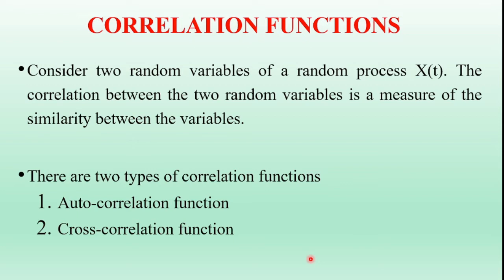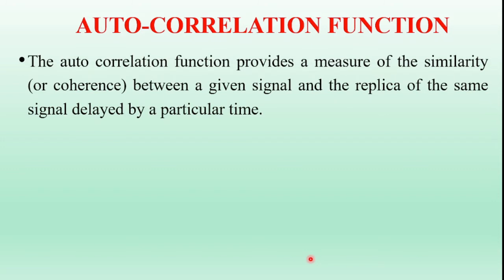So basically there are two types of correlation functions: the autocorrelation function and the cross correlation function. In this video I am going to discuss the autocorrelation function. And what is the autocorrelation function? The autocorrelation function provides a measure of similarity between a given signal and the replica of the same signal delayed by a particular time.